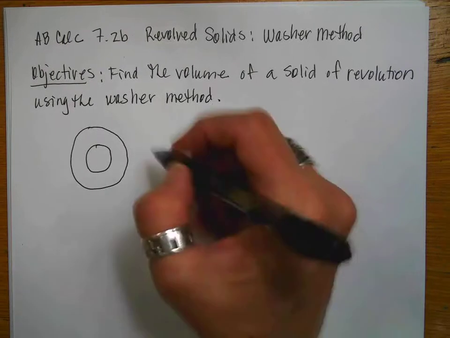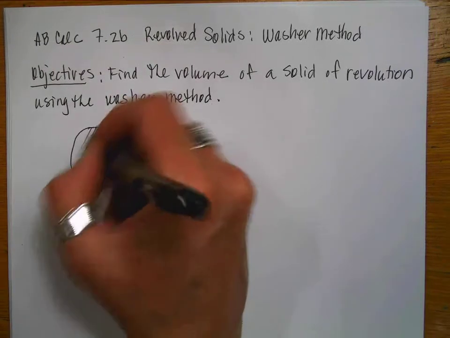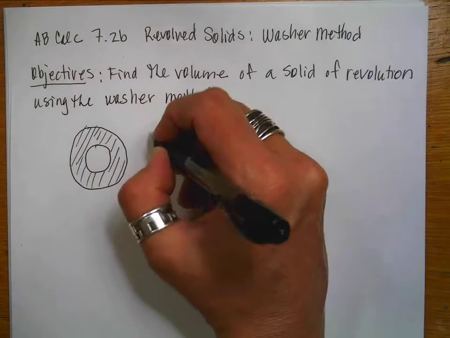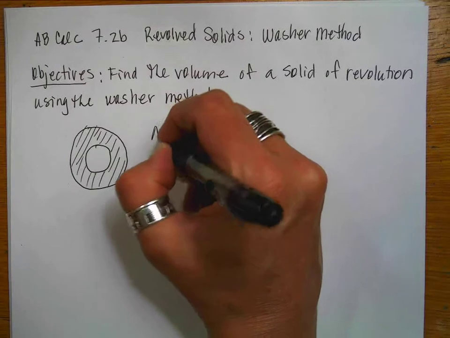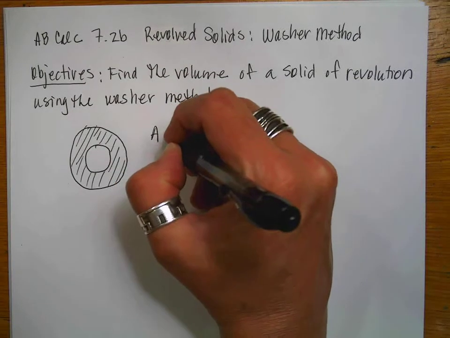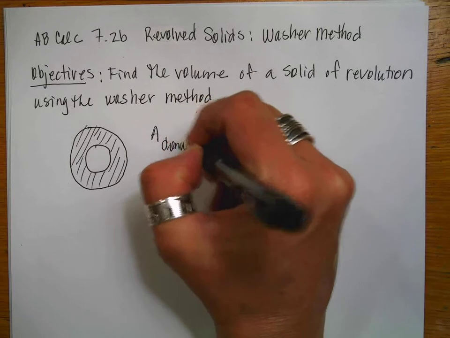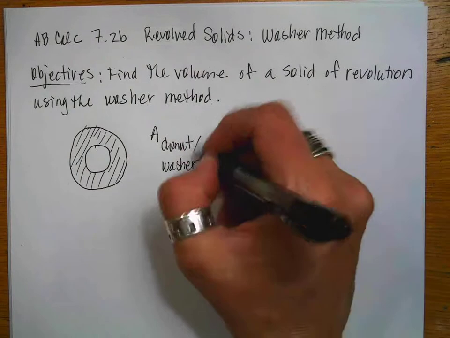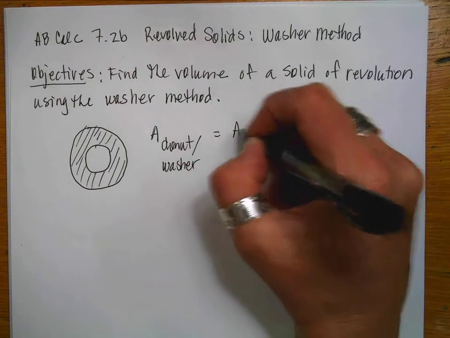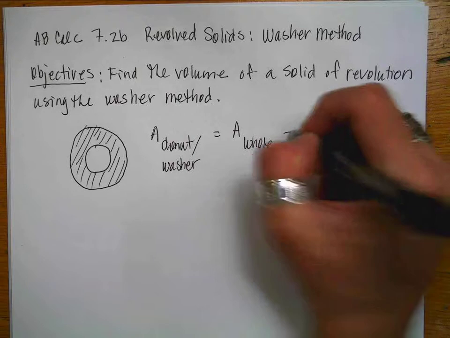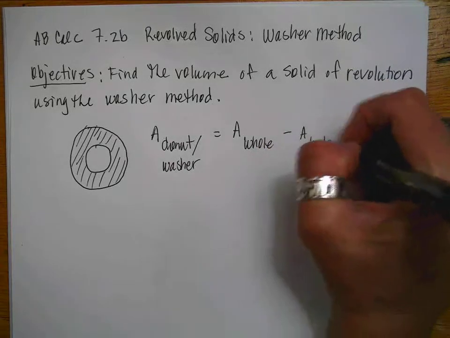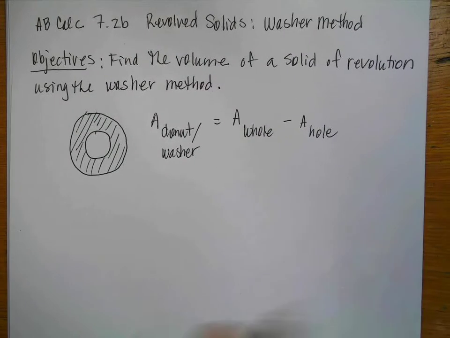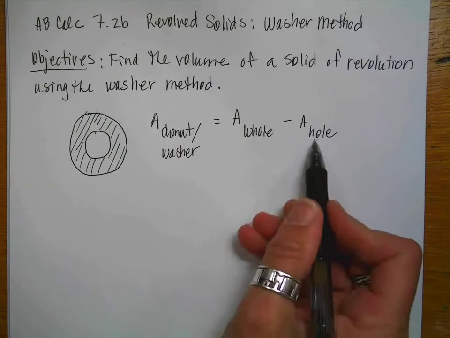Donuts sound more fun. But if I want to find the area of the shaded region, if you'll remember from geometry, the area of the donut, we'll put a washer underneath in case you want to think about washers instead of donuts, is equal to the area of the whole minus the area of the hole. So that's going to be really important as we talk about our revolved solids when we start adding holes.